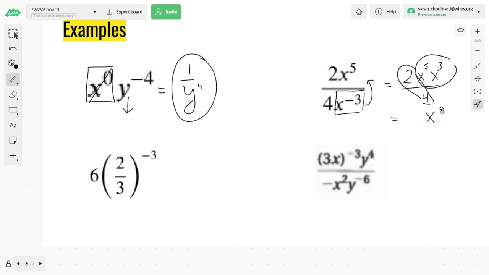So I'm going to have x to the eighth in the numerator, and it's 1/2, but we don't have to write the 1 because the x to the eighth is already there. So my final answer is x to the eighth over 2.